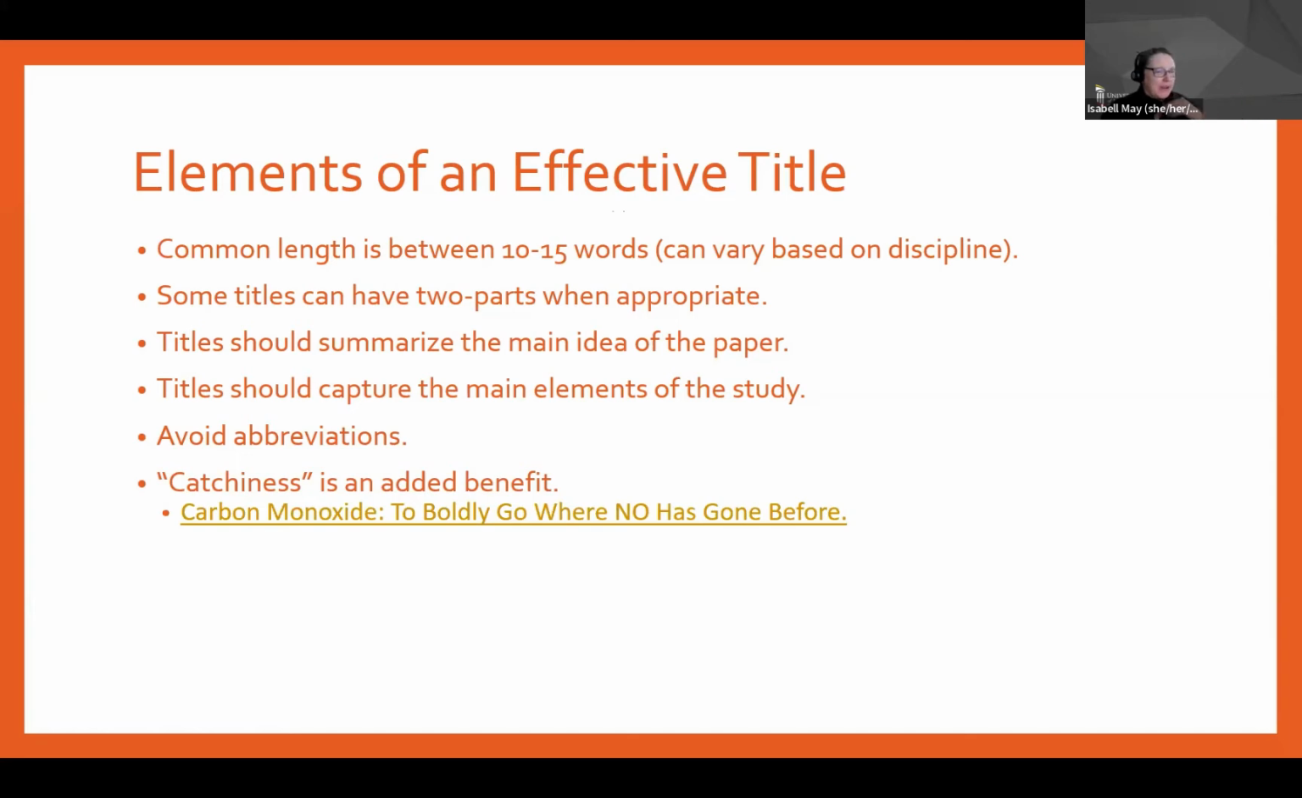So for example, I want to show this one to you: carbon monoxide, to boldly go where NO has gone before. It's catchy because it plays on, if some of you are familiar, Star Trek. Is it Star Trek? Yeah, it's Star Trek. But if you're not familiar with the series Star Trek, this means nothing. And you're like, what does this mean, boldly go before? It's the opening statement of each Star Trek episode. I don't even know the original. I just know it comes from "boldly go where no man has gone before."